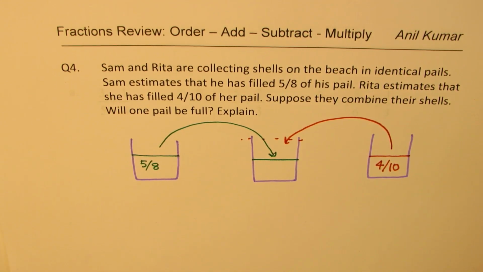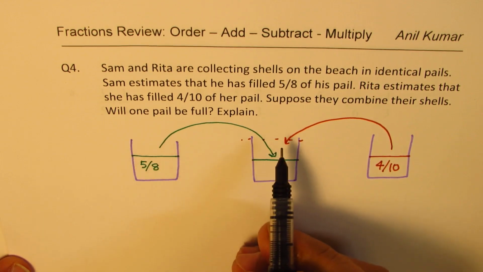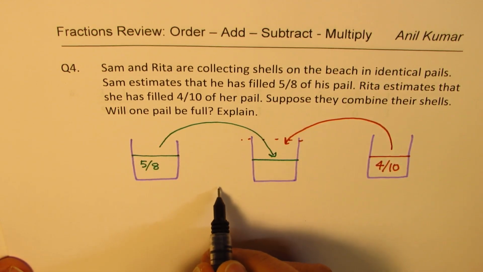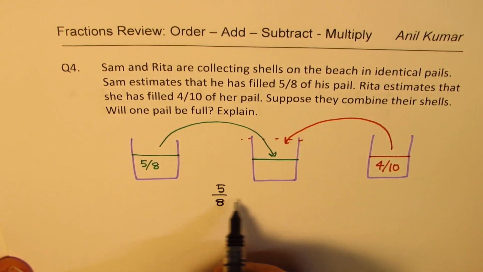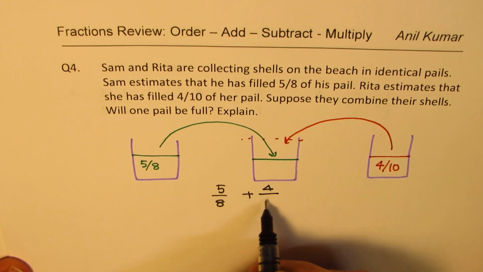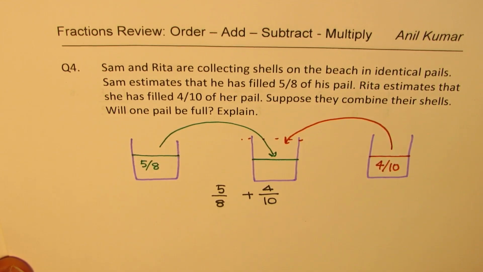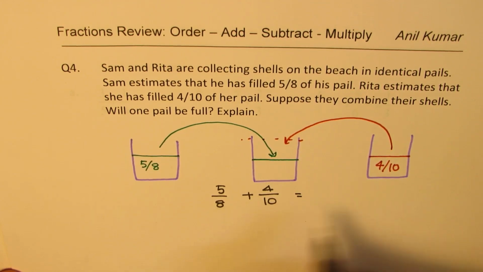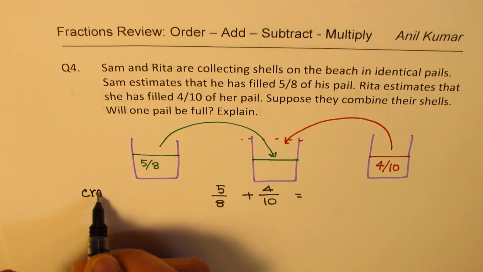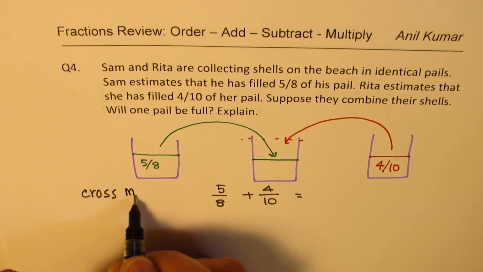Perfect. So you can actually pause the video, answer this question, and then look into my suggestions. So what are we trying to do? We are trying to add two fractions, which are 5 over 8 and 4 over 10. So we need to get the lowest common denominator. To do so, what you could also do is cross multiply. So I'll suggest you could actually cross multiply also.